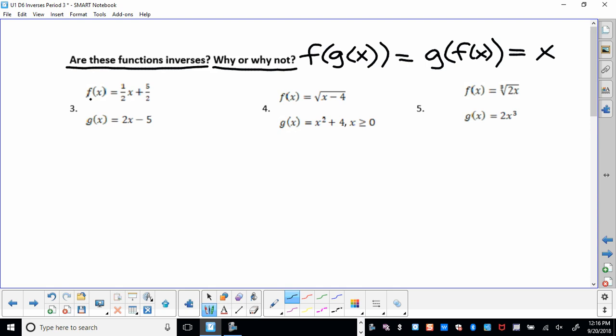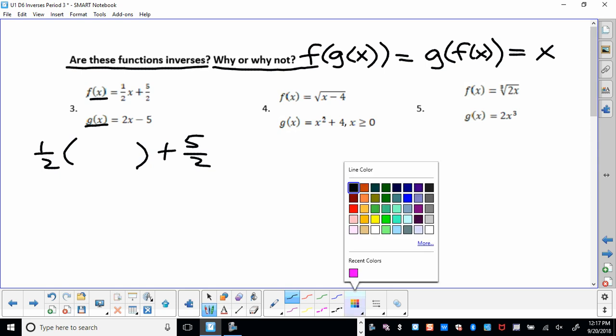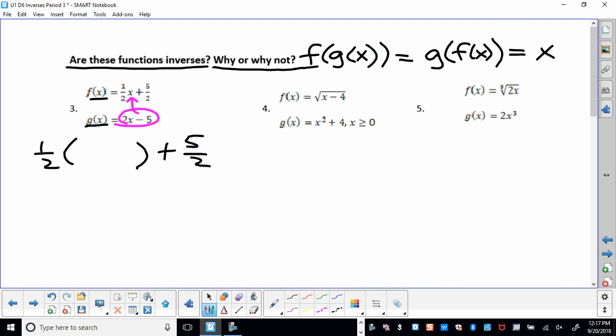So I'm going to start out by writing f of x. I'm going to do this one first. So I'm going to write f. I'm going to write 1/2 instead of x. I'll put parentheses plus 5/2. And then now I'm going to put g inside of f. So all of this is going to go in where x is. So I'll put 2x minus 5.